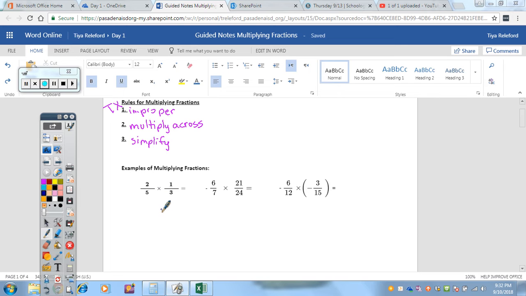2/5 times 1/3. Step 1 is improper fractions. Do we need to turn any mixed numbers into improper fractions? Nope. Step 2 is multiply across. 2 times 1, 5 times 3. And step 3 is simplify. Do I need to simplify? No, but I do need to check to make sure my answer is supposed to be positive. Is it positive?